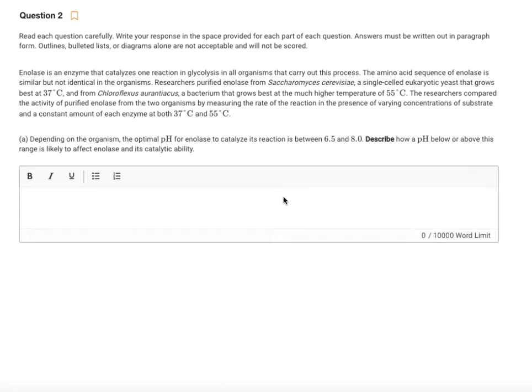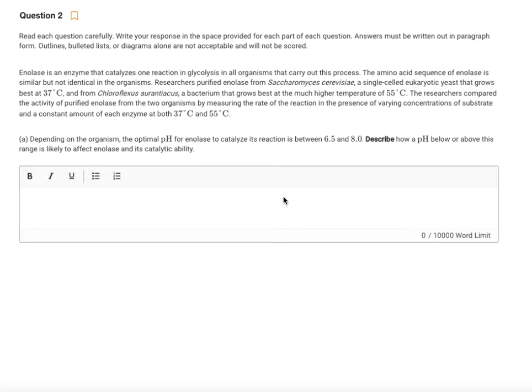Welcome back, everybody. This is the second FRQ question for the AP Unit 3, which is Cellular Energetics, which again corresponds to our chapters 8, 9, and 10, everything from enzymes and cellular energetics through respiration to photosynthesis. So let's take a look at question 2, which actually looks to me like an enzyme question.